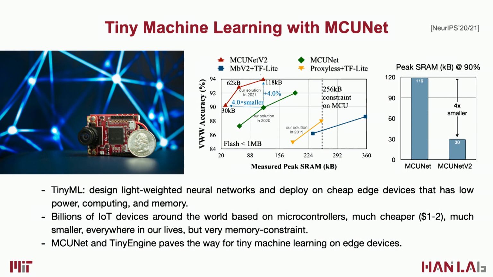For example, in this figure, in the middle, across the years, we've been pushing the frontier to a smaller and smaller memory size from 360 kilobytes all the way to only 32 kilobytes, while the accuracy is actually improving. So within 4 years, we pushed the frontier by an order of magnitude with even better accuracy. So MCUNet and TinyEngine pave the way for tiny machine learning on edge devices.